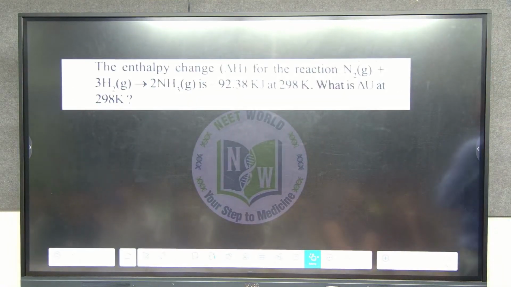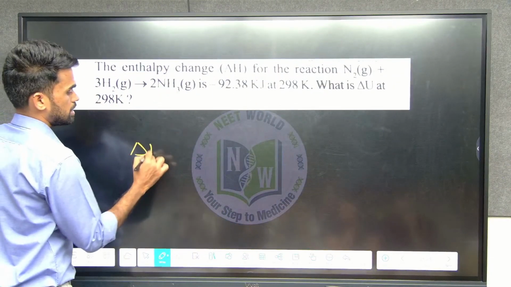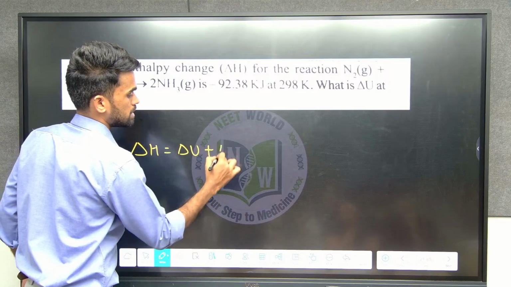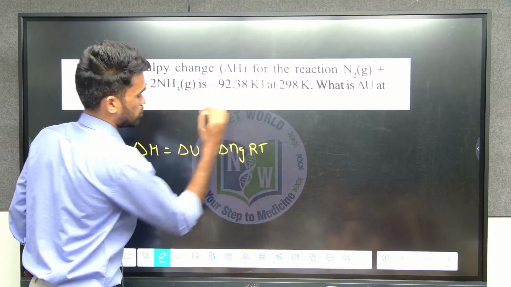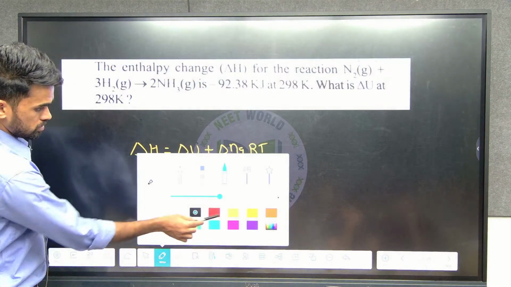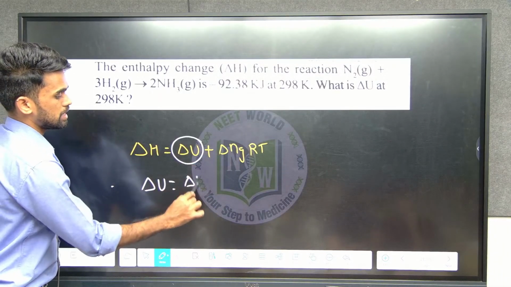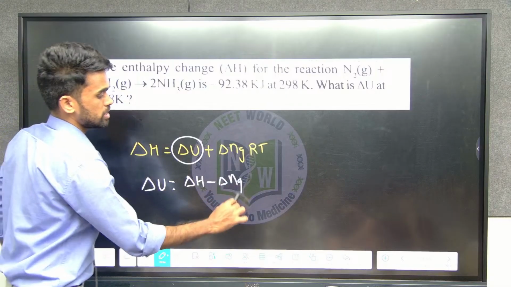What they are saying? Enthalpy change for the reaction is minus 92.38. Then what is the internal energy change? How to do this? Delta H is equal to delta U plus delta Ng RT. Okay. Next, they are asking about this. So what I can write: delta U equals delta H minus delta Ng RT.